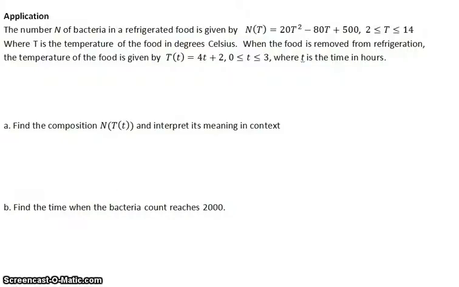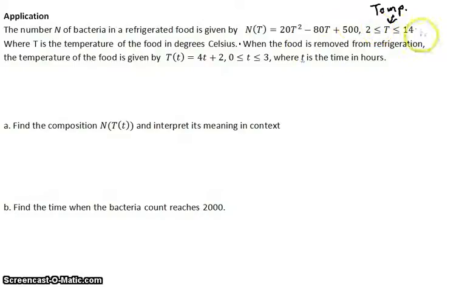So what I want to talk about last is an application problem, and this is in your notes. It says the number n of bacteria in a refrigerated food is given by this function up here. Now this is just a restriction because the temperature is varied. So these are the only temperatures it works for, because it says where T is the temperature of the food in degrees Celsius. So these are your temperatures to work with.